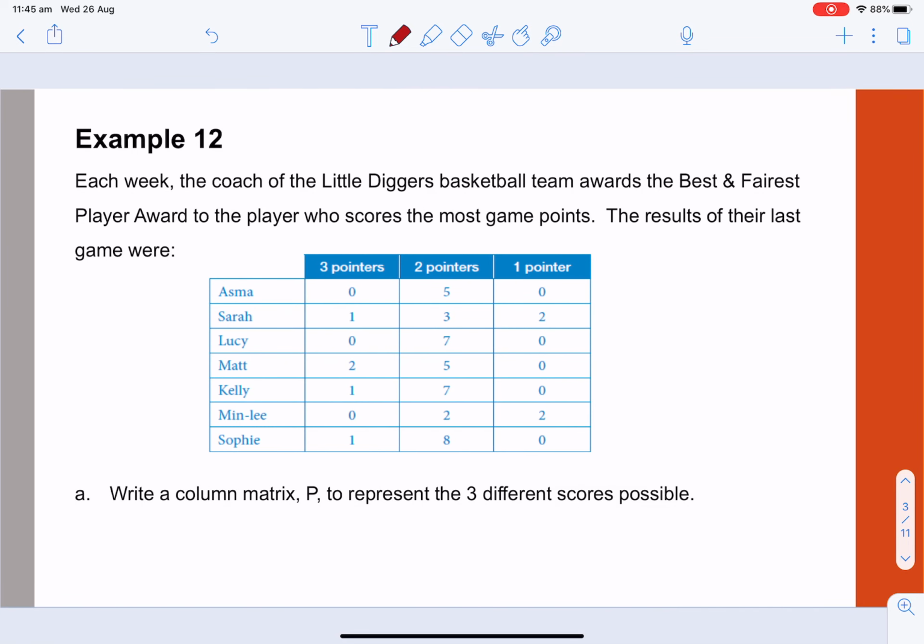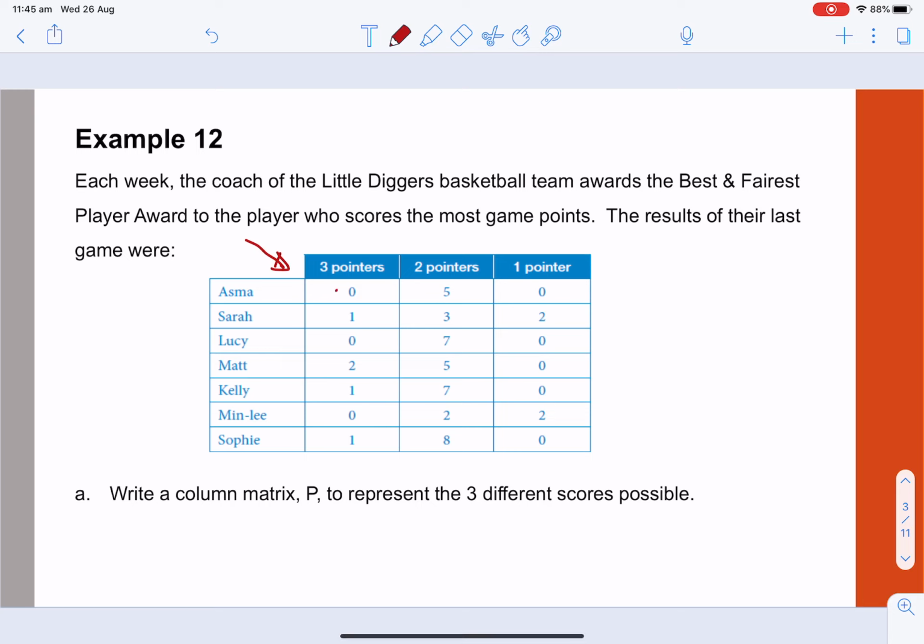Example number 12, I'm on page 40 of your textbook if you're following along. Each week, the coach of the Little Diggers basketball team awards the Best and Fairest Player award to the player who scores the most game points. The results of their last game were: Asma, Sarah, Lucy, Matt, Callie, Minley and Sophie are all players on the team, and they scored a combination of 3-pointers, 2-pointers and 1-pointers, as seen down there.